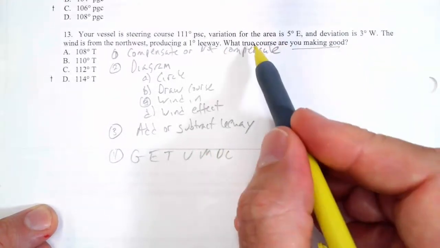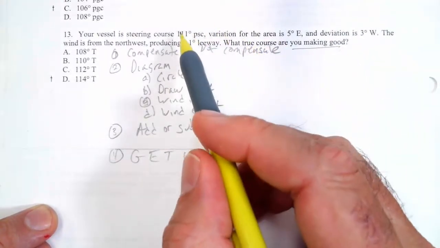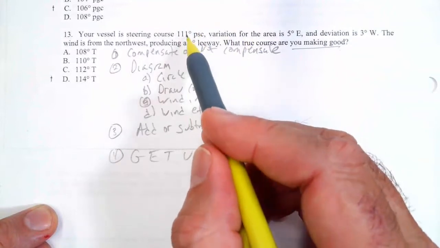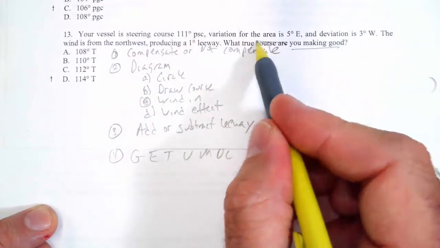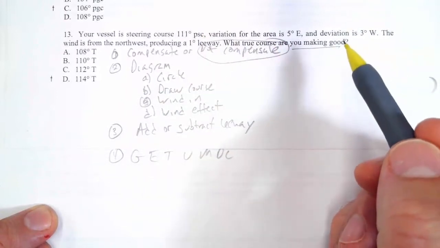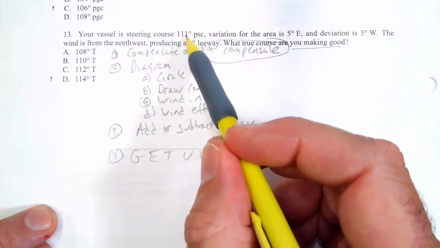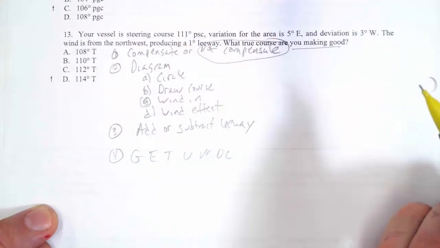By reading this, it doesn't tell me that I'm trying to make 111. It's telling me I'm steering 111 and I've got leeway. So this is a classic example of not compensating. I'm going to be pushed off, so I'm going to track something different than what I'm steering.